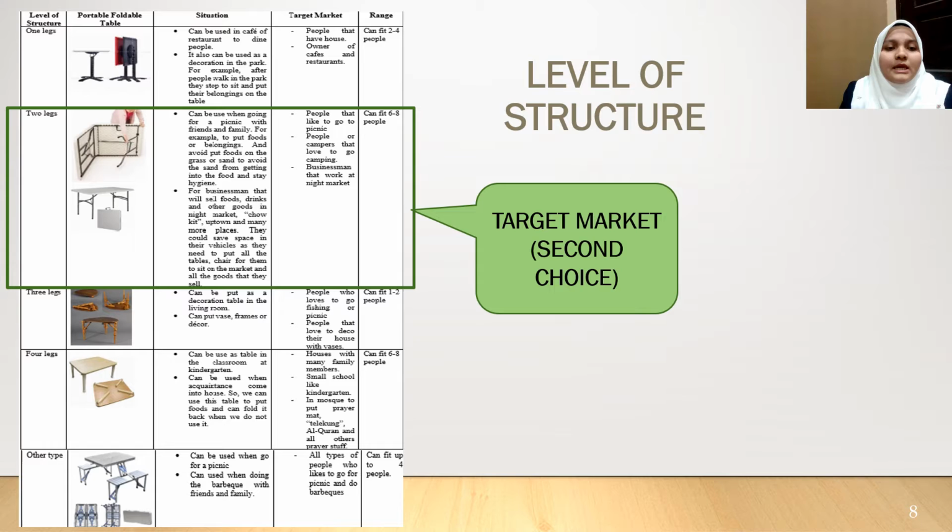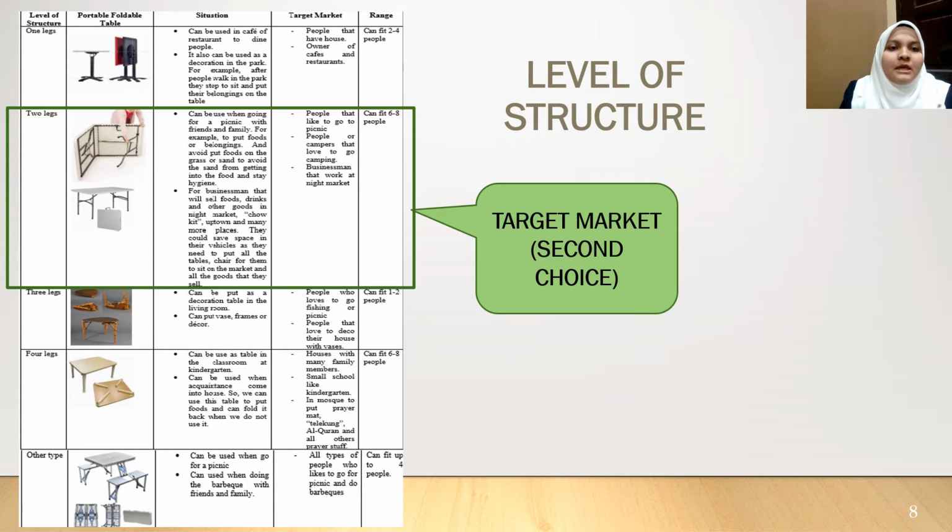The second one is the two legs portable table. It can be used when going for a picnic with friends or family, or it can be used by businessmen at the night market. The target market is the night market worker, and it can fit 6 to 8 people.